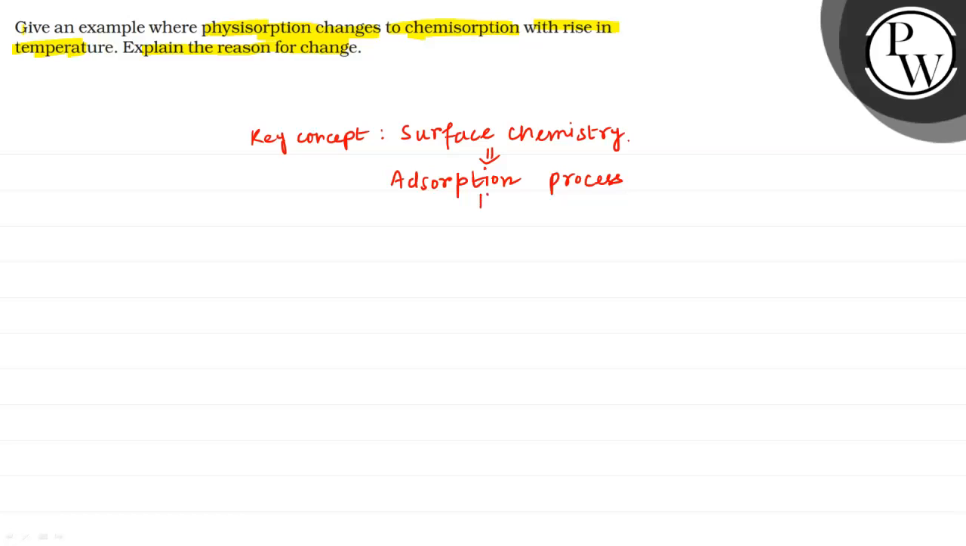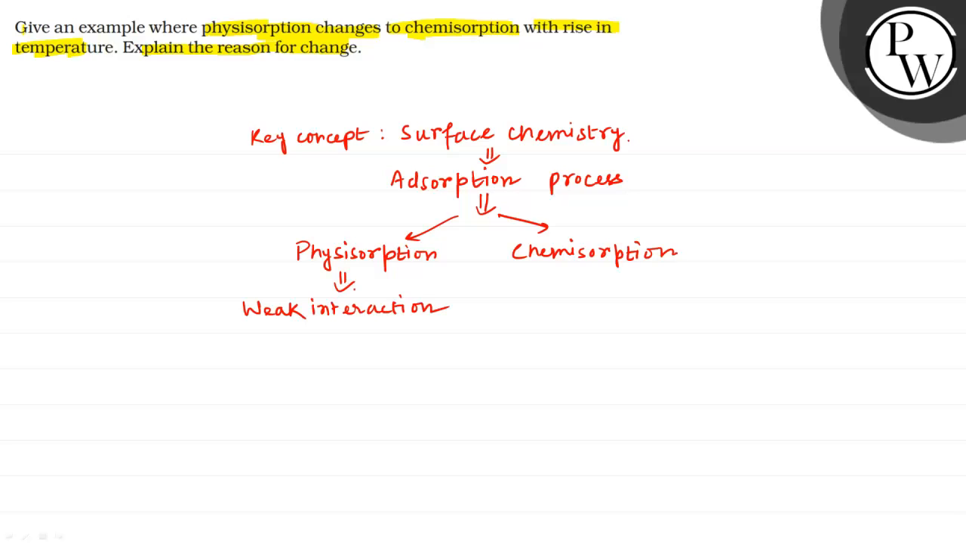Adsorption process is mainly divided into two parts. One is physisorption, another one is chemisorption. So physisorption happens by the accumulation of gas molecules on the surface of the adsorbent, and the interaction between the adsorbate molecules and the adsorbent is very weak, van der Waals force. So there is a weak interaction, that is van der Waals forces.